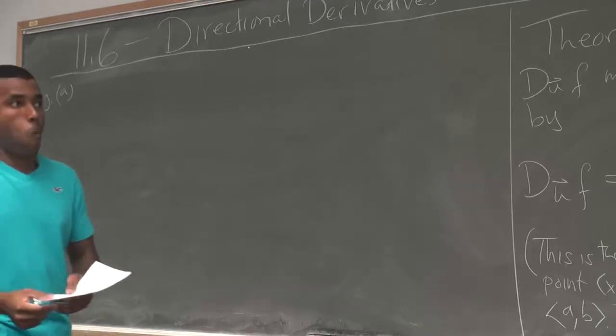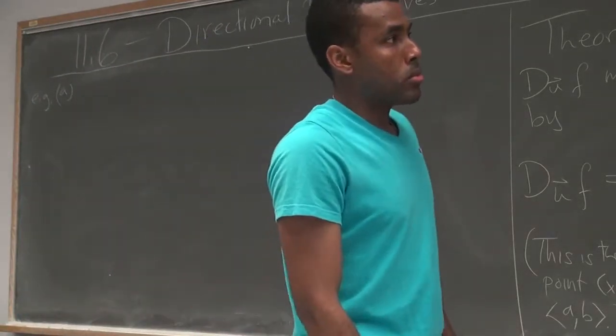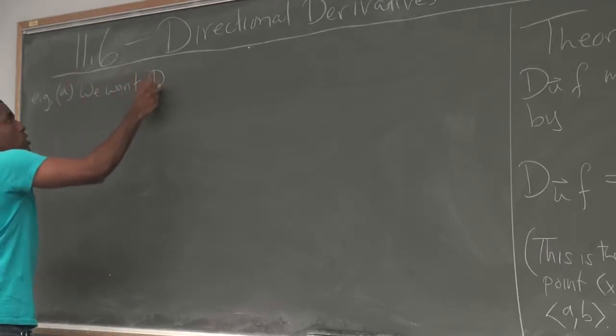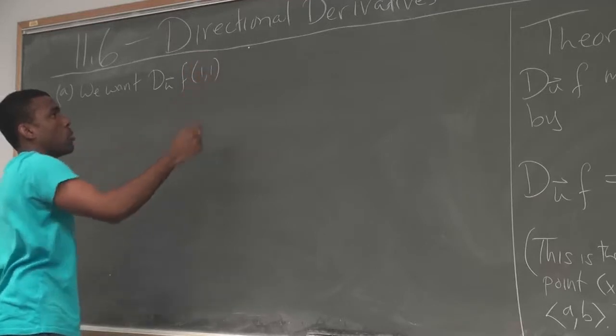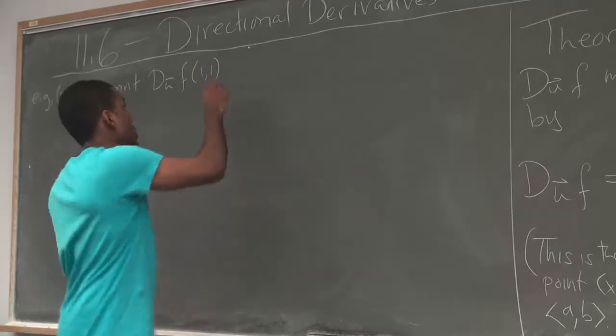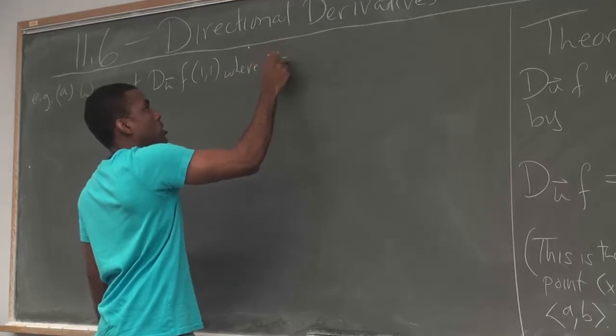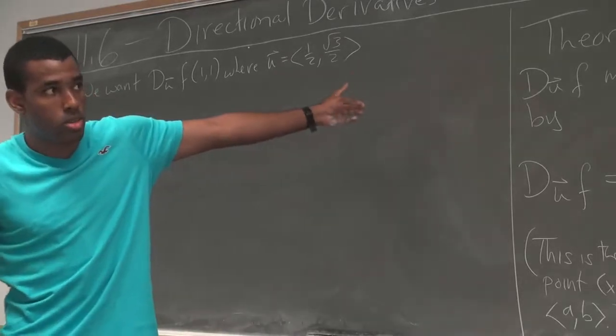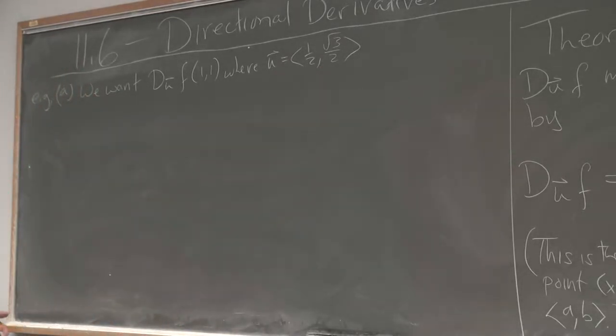Okay, how do we do A? So you want the directional derivative at the point (1, 1), where u is the vector (1/2, radical 3 over 2). And you can check that that's actually a unit vector. So they gave you the unit vector. They don't always do this, but it's nice when they do. So what are we going to need? We're going to need the partials. So let's do that.